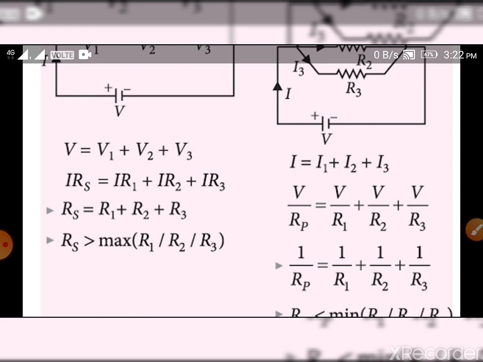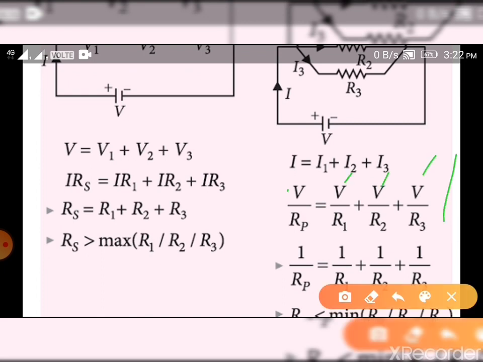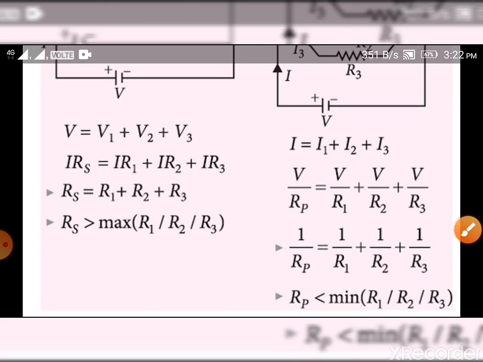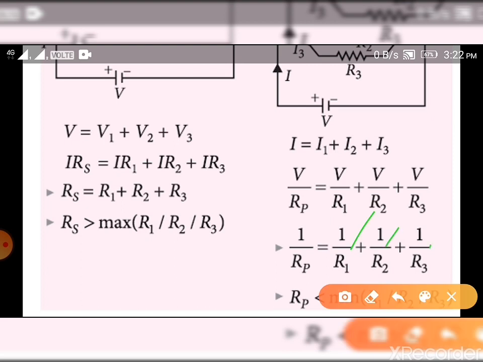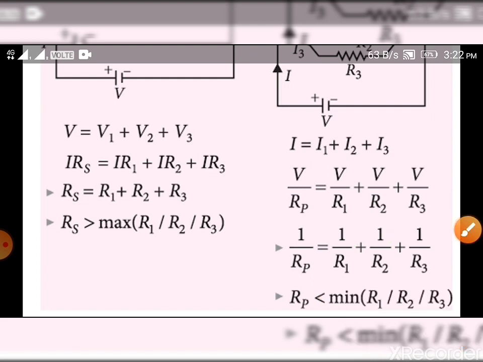Okay, and V is common on the left and right side, so we can take it outside and it gets cancelled. The remaining terms are 1 by Rp equal to 1 by R1 plus 1 by R2 plus 1 by R3. So this is the equivalent resistance, total resistance or net resistance in a parallel connection. We can simplify the equation by taking the LCM of R1, R2, R3 and taking the reciprocal to obtain Rp.